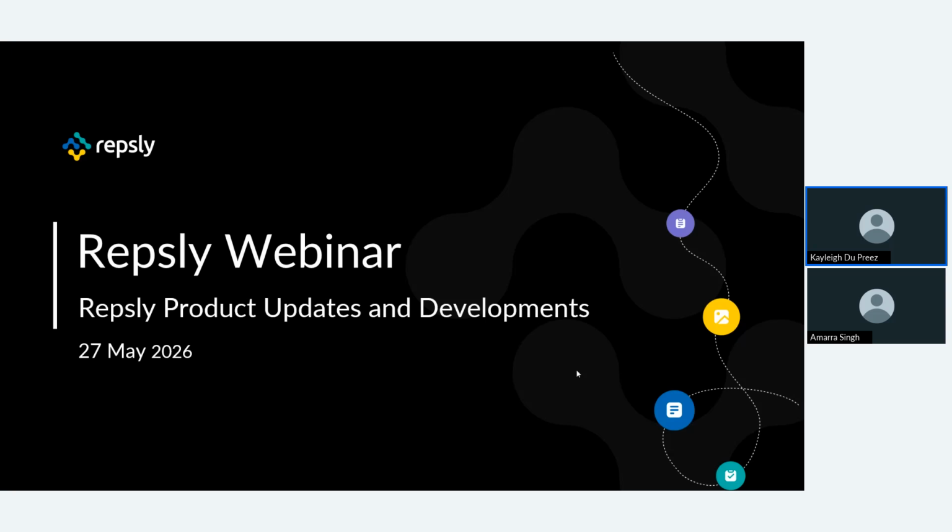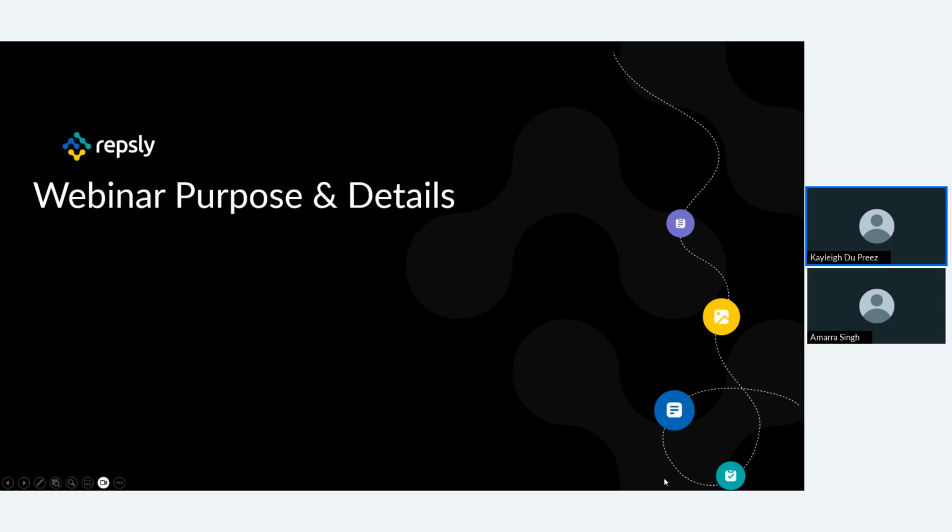It is called our Repsly product updates and developments. So what we will do is be taking you through what's new for Q1 and what is expected for the upcoming quarters. Okay. Just before we get started, just to quickly run through, as we usually do, the purpose of the webinar and any additional details that we think will be helpful to you.